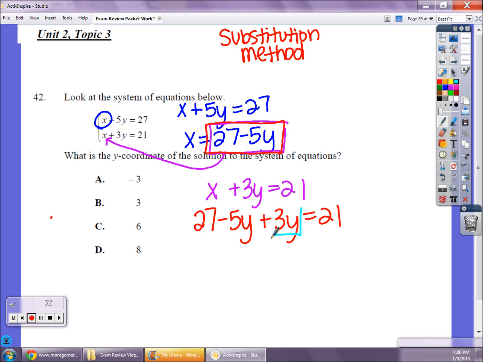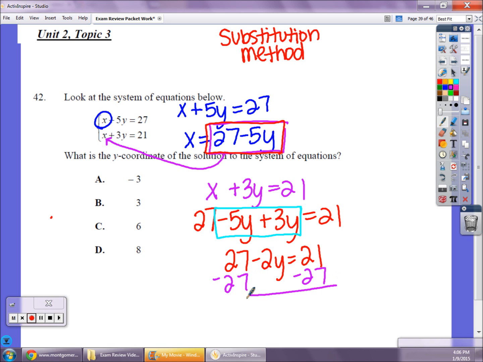So I'm looking for like terms here. So I notice minus 5y plus 3y. That's going to give us a total of negative 2y. I'm going to try to get my numbers to the other side here. So I'm going to subtract 27 from both sides. And I get negative 2y is equal to negative 6. And that's going to give us a y value of 3.